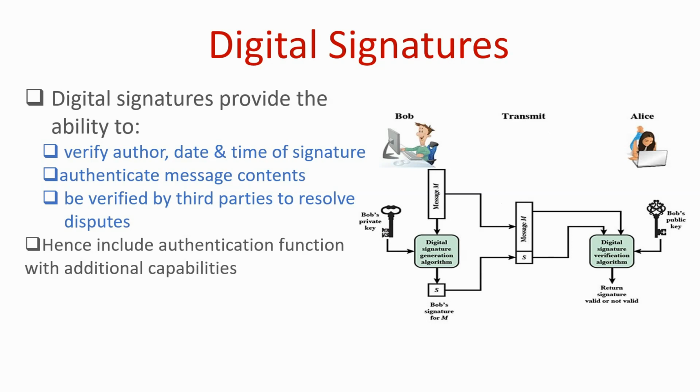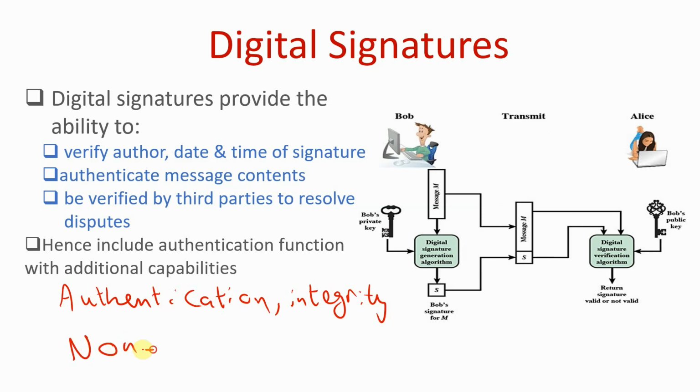So what's the difference between a digital signature and a message authentication code? Basically, we said that the message authentication code guarantees authentication and guarantees also integrity, okay? But it does not guarantee non-repudiation. And non-repudiation is when the originator is able to prove that they are the one who generated this message or this signature. Digital signatures achieve all three. They achieve authentication, integrity, and non-repudiation as well.